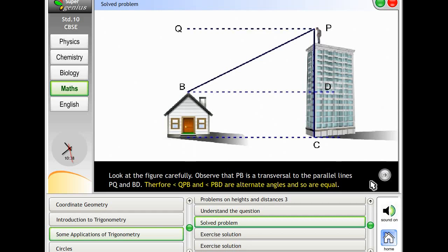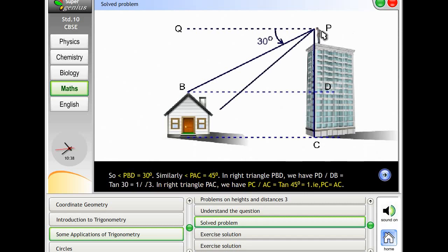Observe that PB is a transversal to the parallel lines PQ and BD. Therefore, angle QPB and angle PBD are alternate angles, and so are equal. So angle PBD equals 30°. Similarly, angle PAC equals 45°.